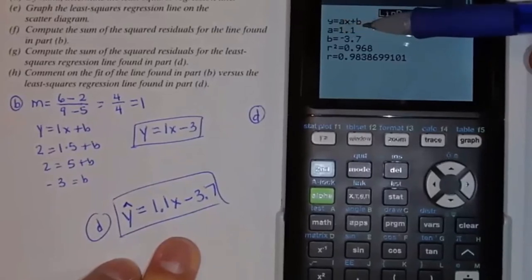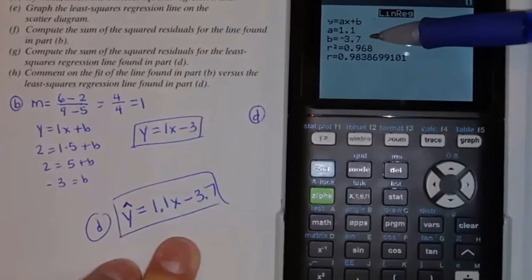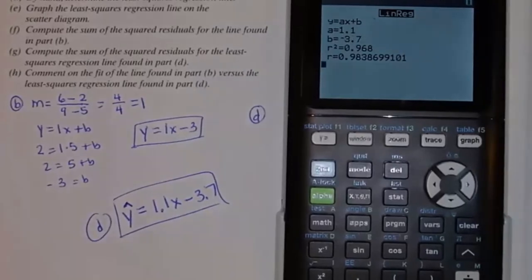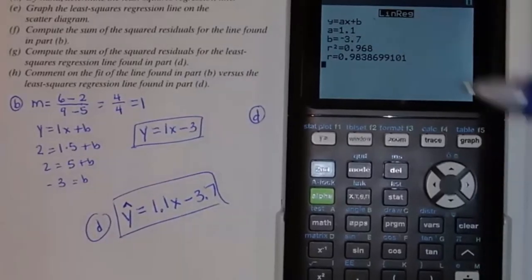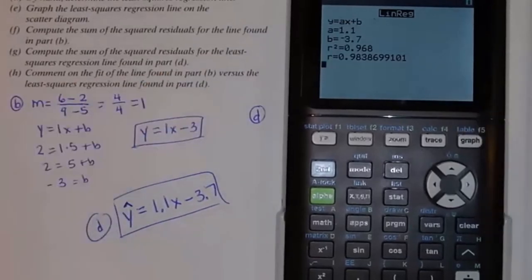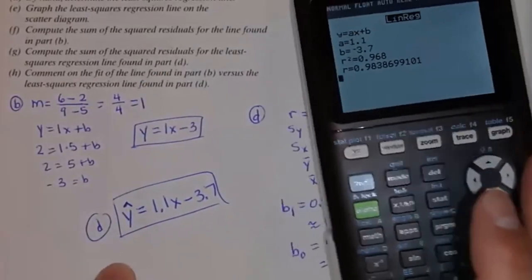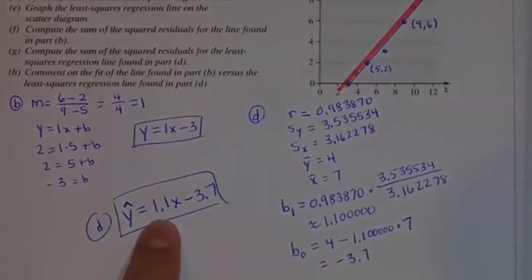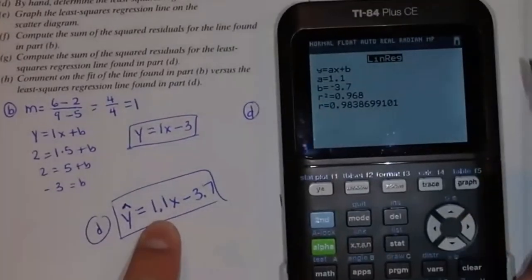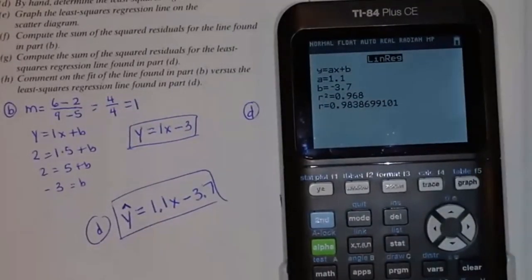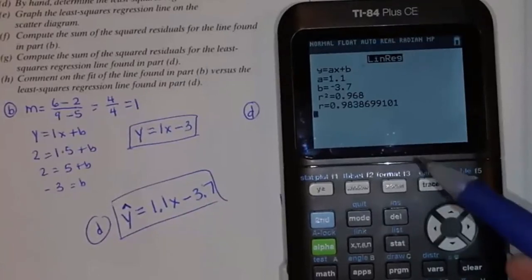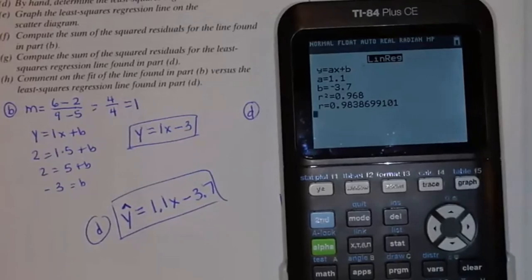So the slope is 1.1 and the y-intercept is negative 3.7. So really, I knew the answer to that problem when I found the correlation coefficient. I knew what the least squares regression line was going to be. Now, normally that's not going to come out nice and neat like 1.1 and negative 3.7. You're going to get this trail of decimals that you're going to have to round. But in this case, it worked out nicely.